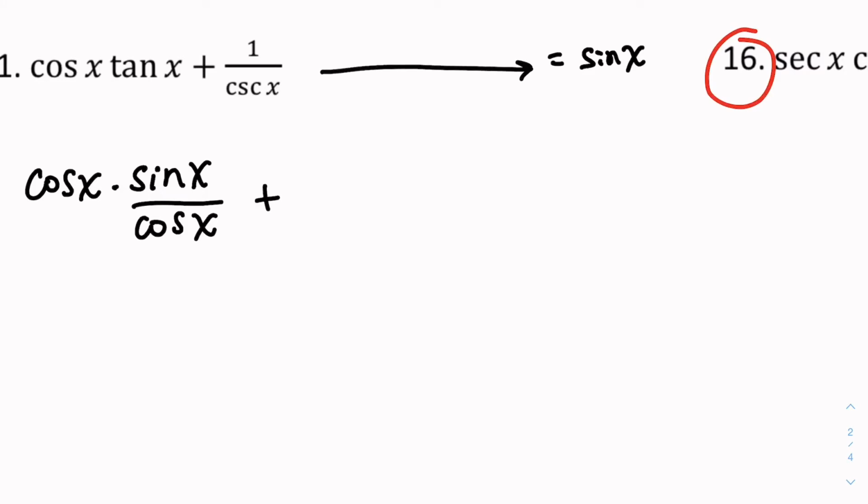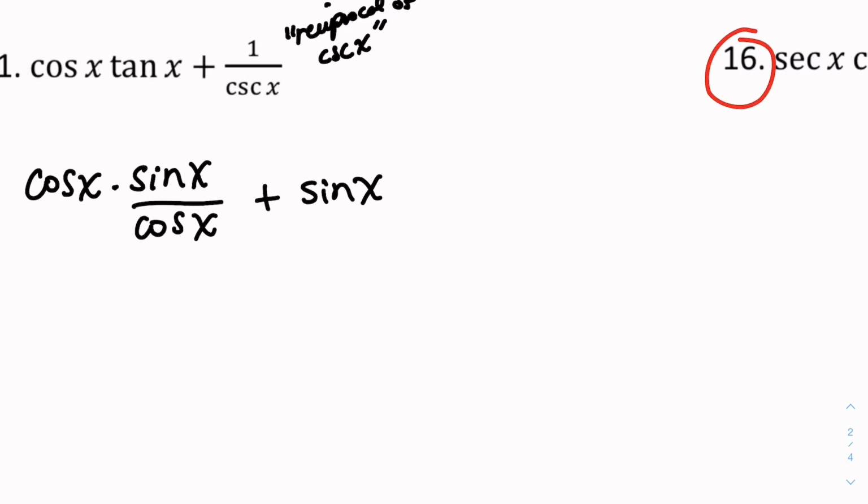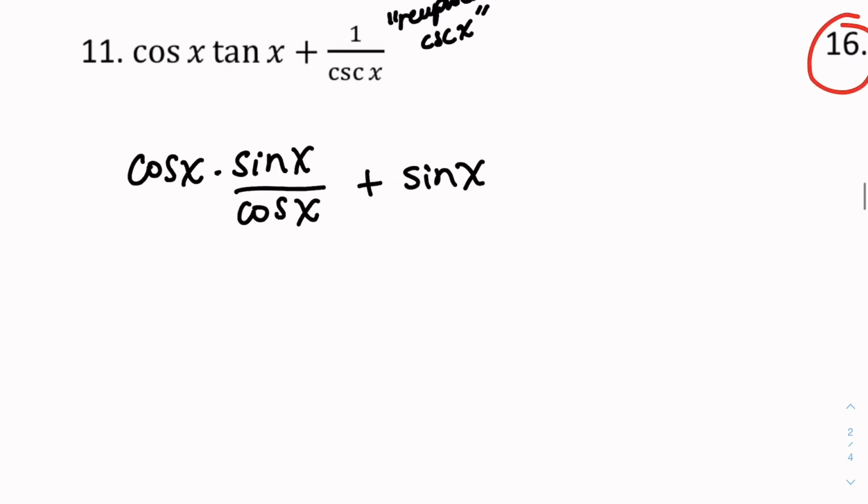If you remember that 1 over means the reciprocal of, then this says the reciprocal of cosecant x. And we know the reciprocal of cosecant x is sine x, so we should have just recognized that and written it down. Well, let's carry on from here.